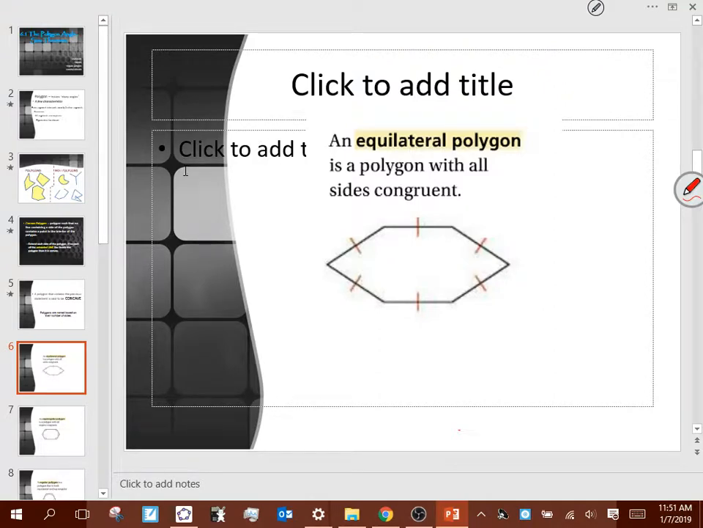Equilateral polygons. What's equilateral mean? Equal sides. Lateral means sides, right? So equal sides. It doesn't matter whether it's convex or concave. It's just any polygon where all the sides are congruent. Is that all right?